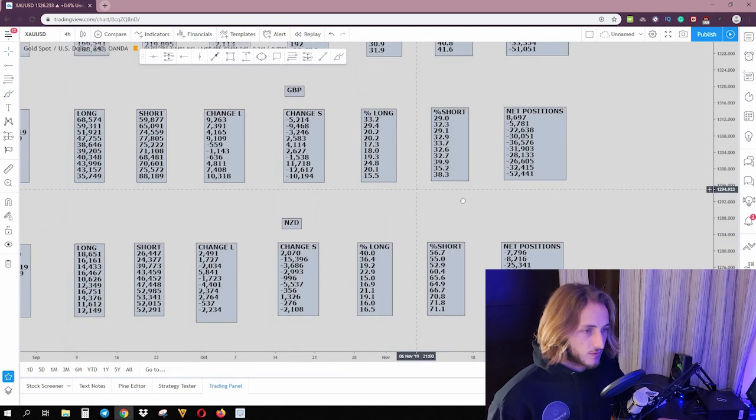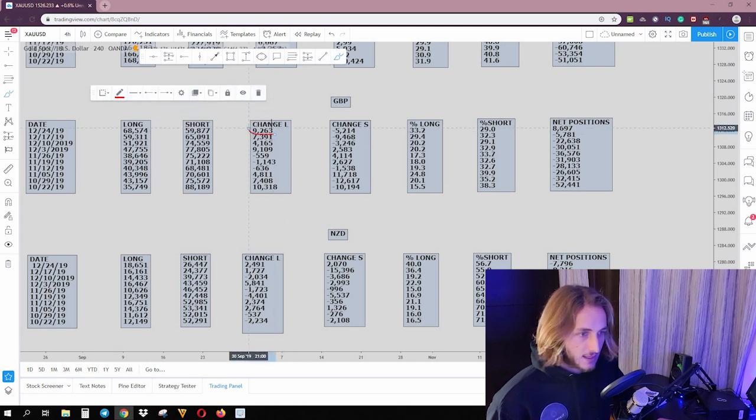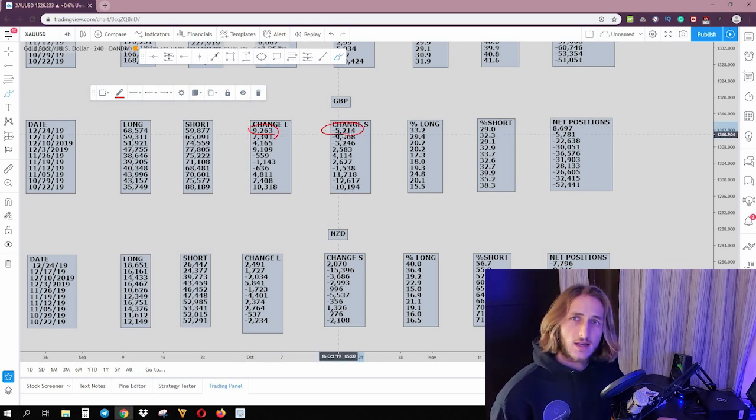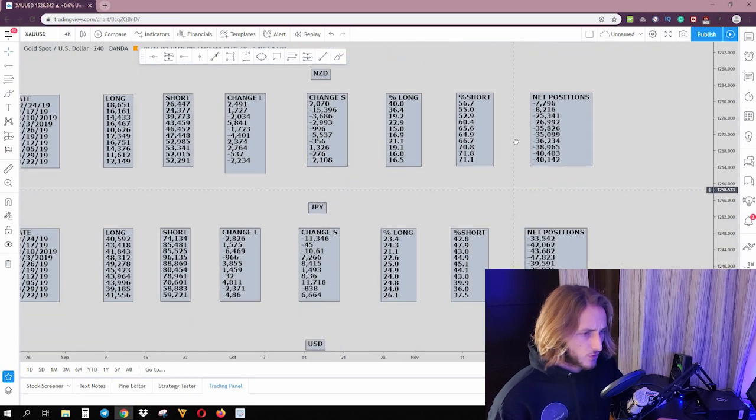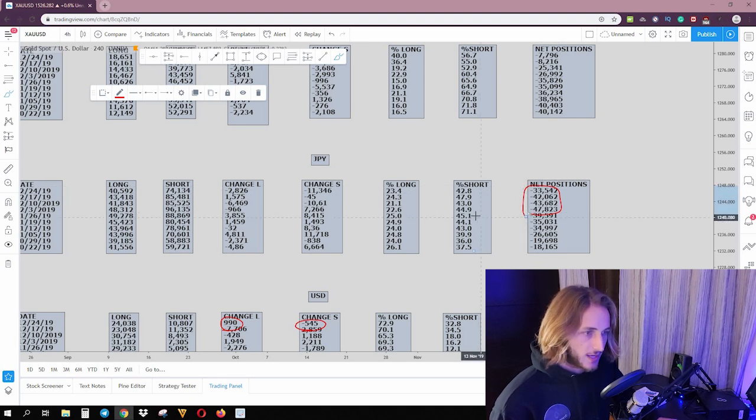And with the last report, they basically added 9k longs, and they closed 5k shorts. So basically the pound is very, very strong. And what we have from a JPY perspective is that overall, if you look at the net positions, we went from minus 47k all the way to minus 33k. So basically JPY is getting bullish.